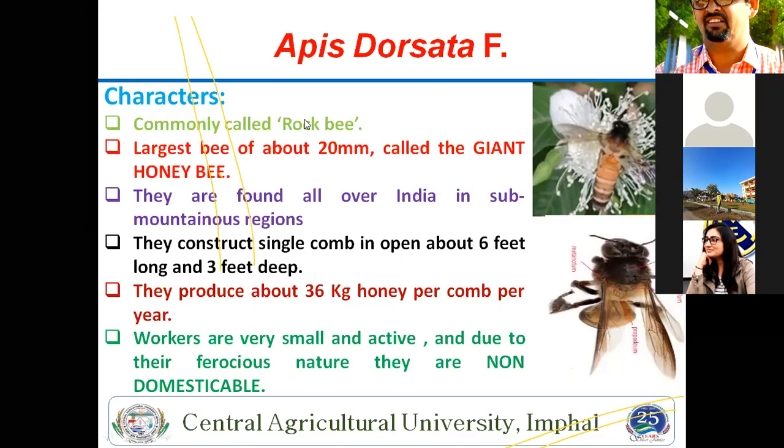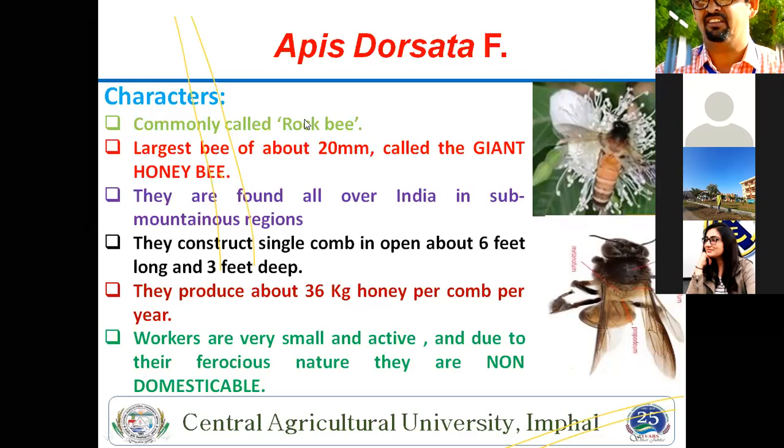Okay, so I have already told you about the four species, of which one is Apis dorsata. What is the main character of Apis dorsata? It is also known as rock bee. Why rock bee? Because it is found mostly in hilly areas, on rocks. That's why the name is also rock bee. It is also found in plain areas, but very little, a minimum. Most are found on rocks in hilly areas.